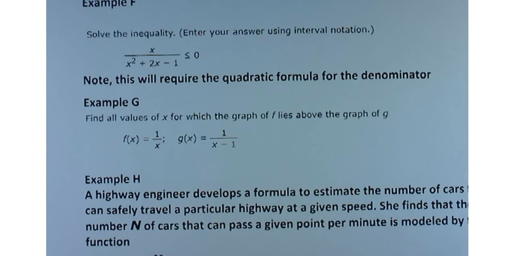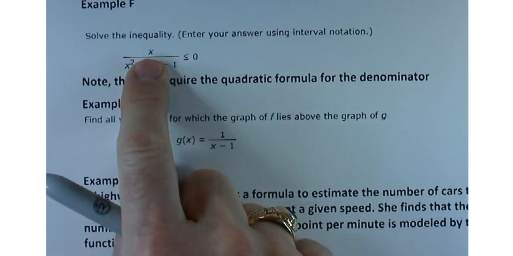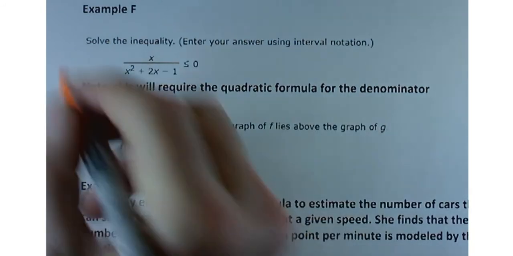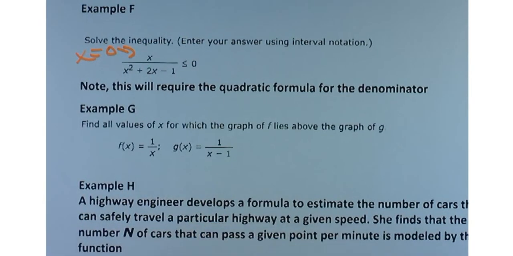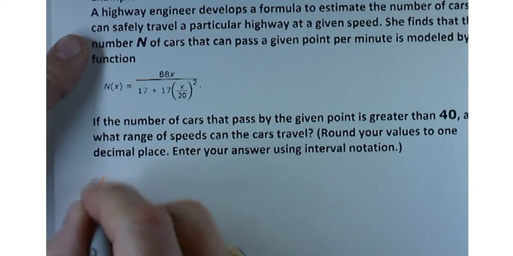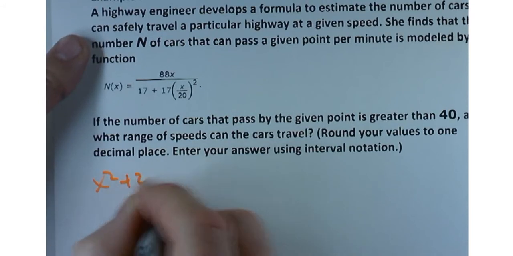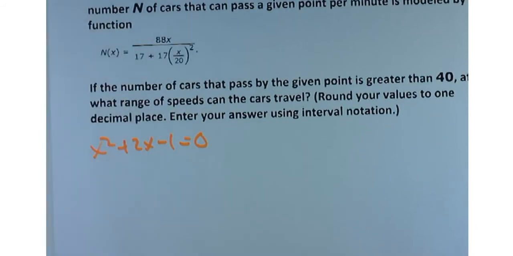So can someone start me off with the numerator? Where's that equal to 0? 0. All right, so x equals 0. That's for the numerator. The denominator is more of a pain. And there's just not much I can do about it. If we want to find where this is 0, x squared plus 2x minus 1 equals 0, your options aren't really that great.